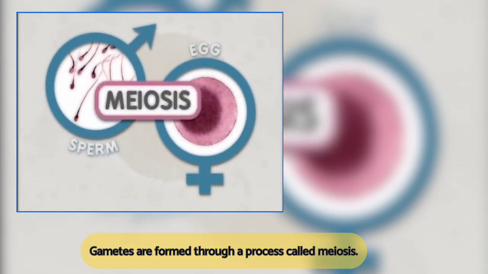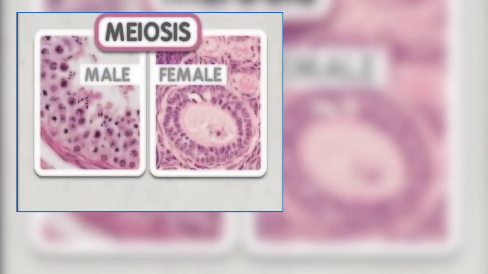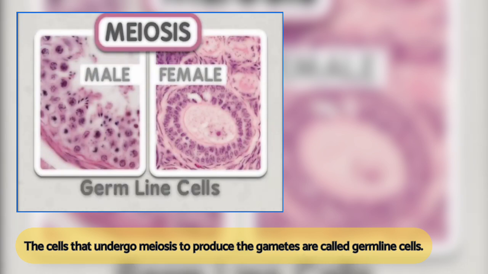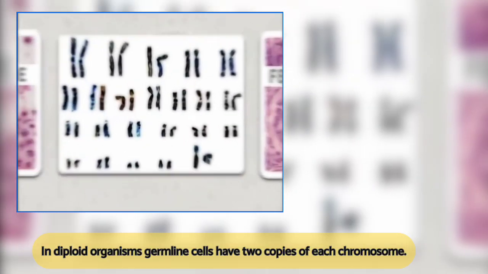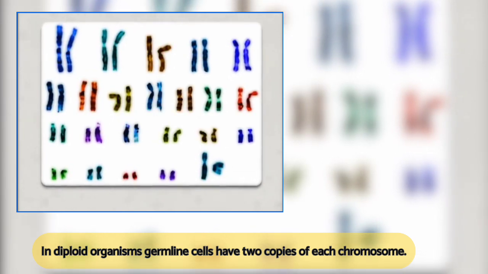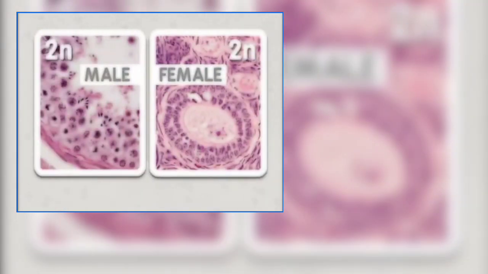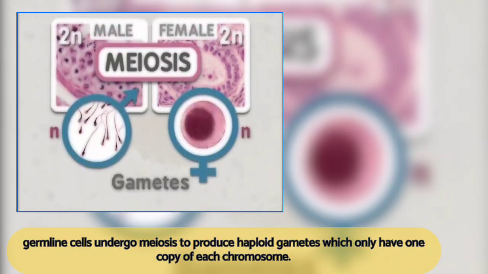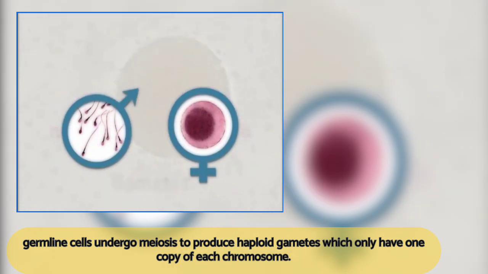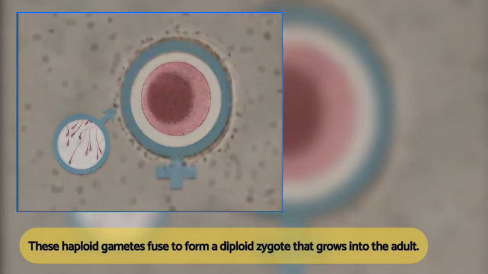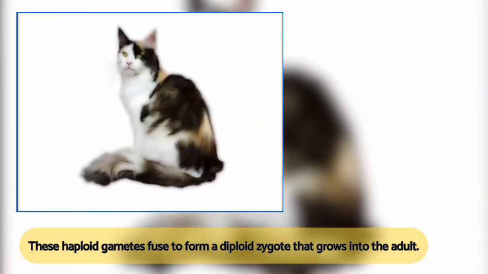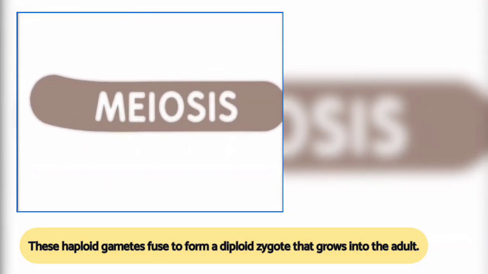Gametes are formed through the process called meiosis. The cells that undergo meiosis to produce the gametes are called germline cells. In diploid organisms, germline cells have two copies of each chromosome. Germline cells undergo meiosis to produce haploid gametes, which only have one copy of each chromosome. These haploid gametes fuse to form a diploid zygote that grows into the adult.